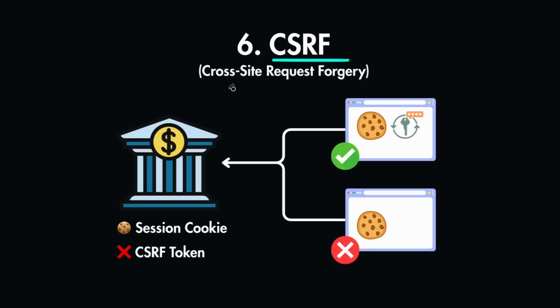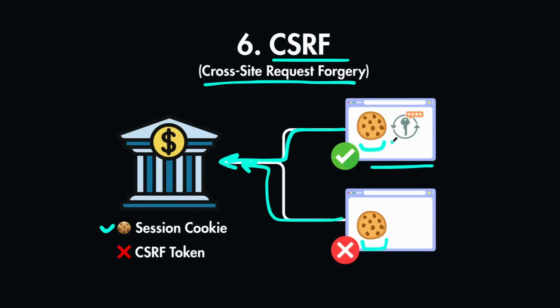Next, we have CSRF, which stands for Cross-Site Request Forgery. This tricks a logged-in user's browser into making unwanted requests to the API. Let's say you as a user are logged into your bank system and your bank system uses cookies for authentication. If the bank system is not secure and they only use session cookies, another malicious site might use your cookie and submit a hidden money transfer request through it.